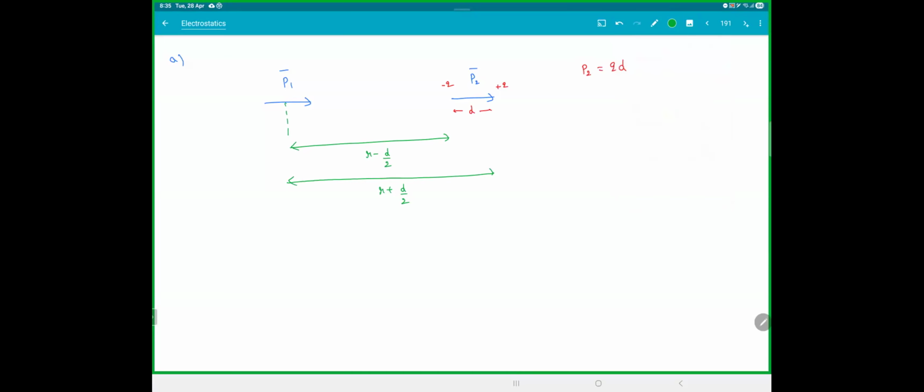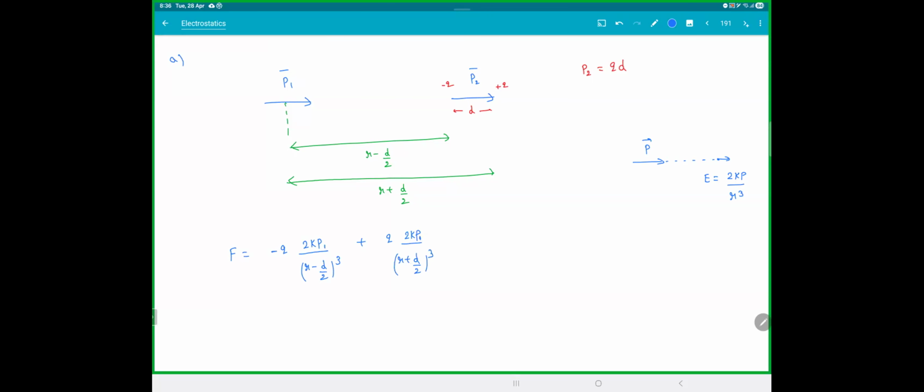All clear with that? And what is the field due to the dipole on the axial line? 2kp by r cube. Remember that? Due to a dipole, the field on the axial line E is 2kp by r cube. That's your field. So the force would be, the field on the minus q charge will be minus q into field, 2kp by r minus d by 2 whole cube, plus small q, and the field at the plus q will be 2kp by r plus d by 2 whole cube.